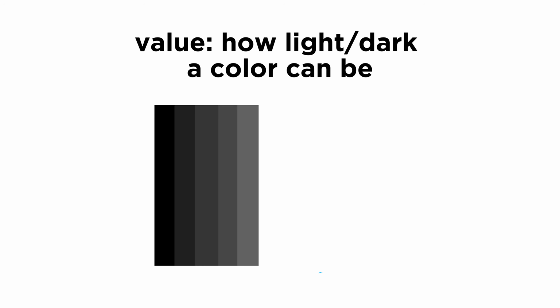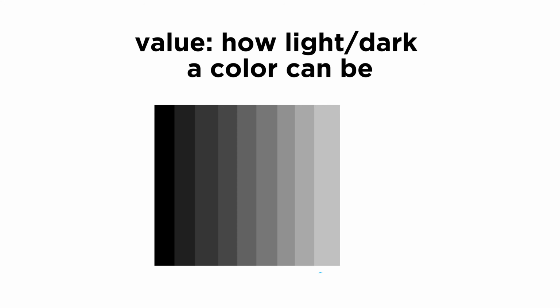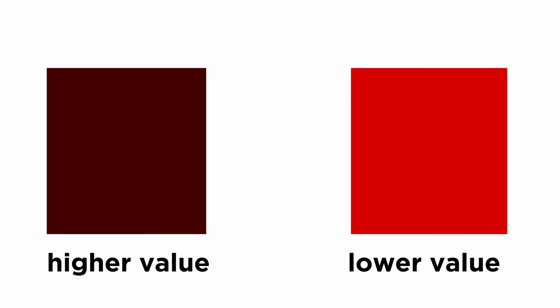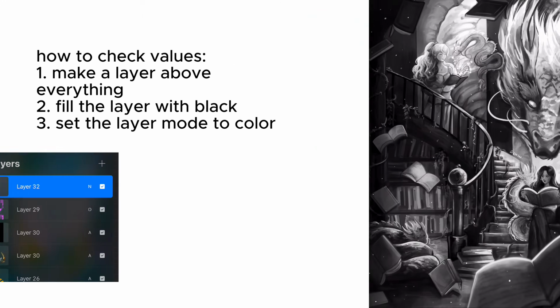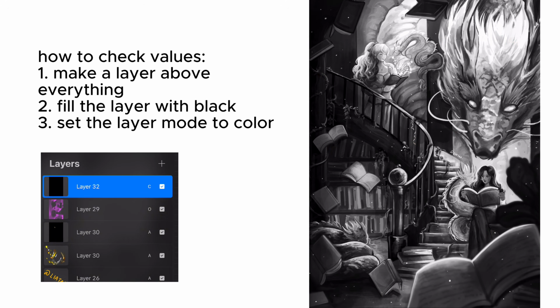And finally, value is basically just another word for brightness, how light or dark a color can be. The darker the color, the higher the value. Values are a great way to create contrast, and we can check our values using grayscale filters.